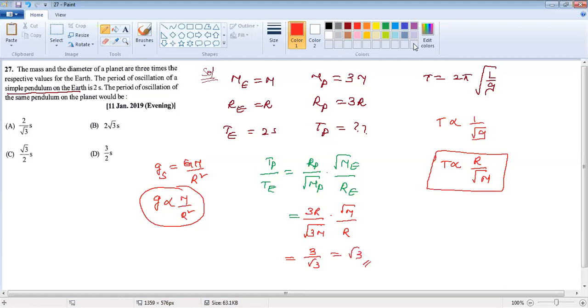So what do you get here? The time period on the planet by the time period on the earth equals root 3. Now the time period on the planet equals the time period on the earth into root 3. Given the time period on the earth is 2 seconds, this is 2 root 3 seconds. Now this is the answer, so option B is correct.